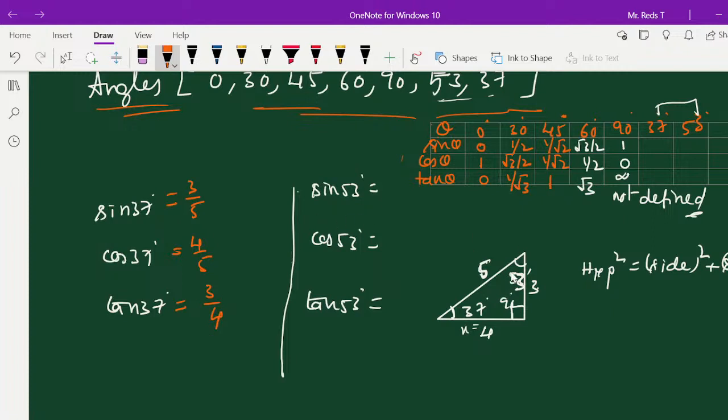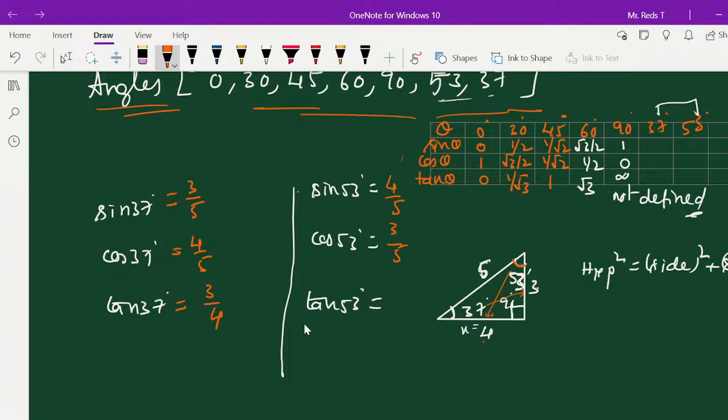Then sin 53. This is the 53 angle. According to this angle, sin theta will be opposite side by hypotenuse. For 37, this is the opposite side. For 53, 4 is the opposite side. So opposite side by hypotenuse, 4 by 5. You can also call 37 and 53 complementary angles, so sin and cos values will interchange. So sin 53 is 4 by 5, and cos 53 will be adjacent side by hypotenuse, 3 by 5. So cos 37 is nothing but sin 53, 4 by 5, and sin 37 is cos 53, 3 by 5. So these are called complementary angles.